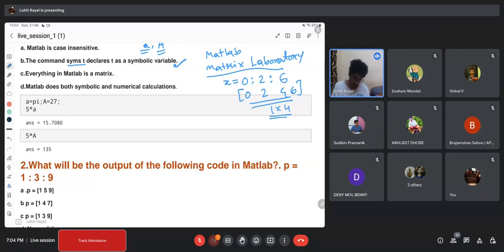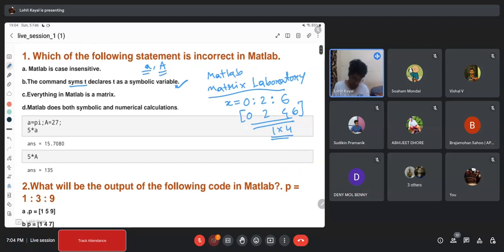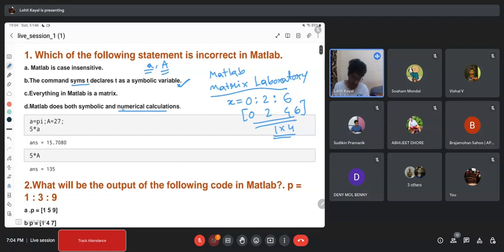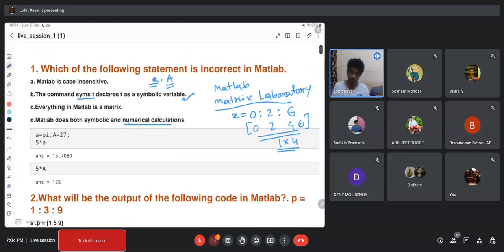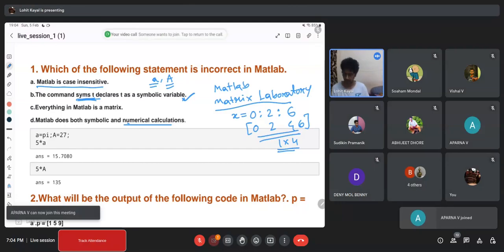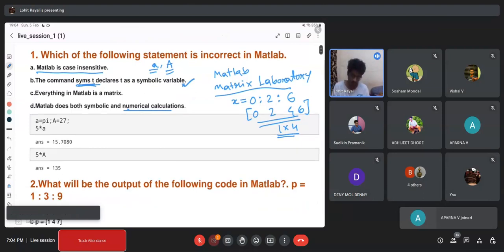So this option is true, and MATLAB does both symbolic and numerical calculation. This is quite obvious. We mostly do numerical calculation, but whenever we want to do symbolic computation, we can always define it like SYMST. So this option is also true. Then again we go to the first option, that MATLAB is case insensitive. So obviously this is not true for MATLAB.